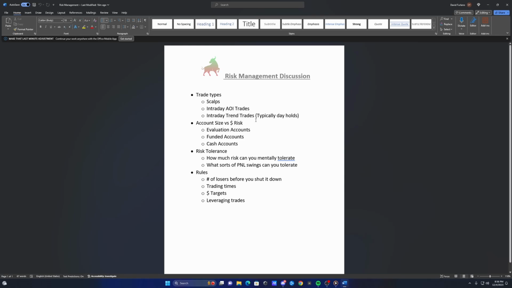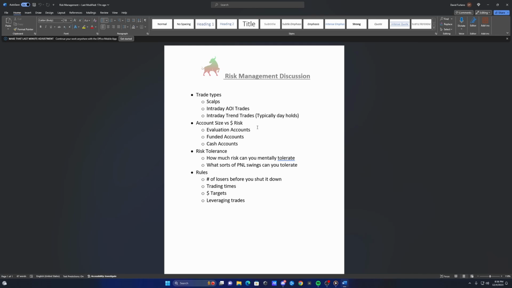Then there's intraday trend type trades where you're looking at the market, you're anticipating a market continuation to the upside, to the downside, a bounce, an all-day rally, an all-day fade. So these are typically trades you're looking to get into and hold until the close. Now, with these types of trades, there's going to be different risk parameters for each trade.